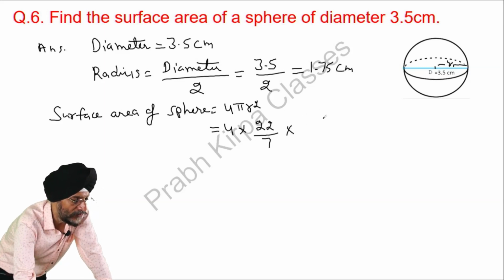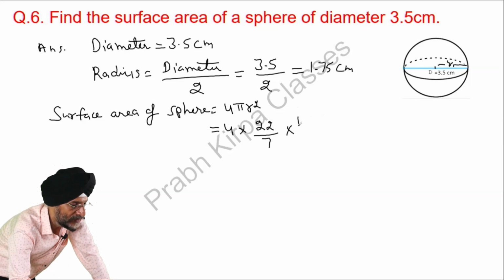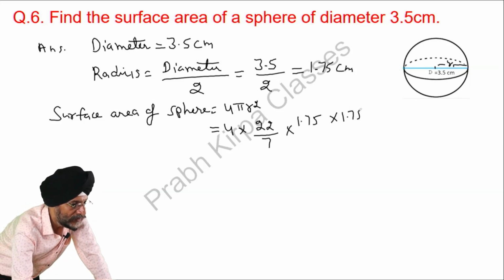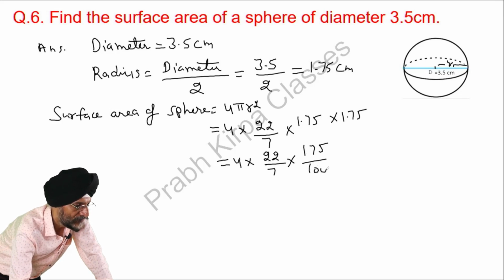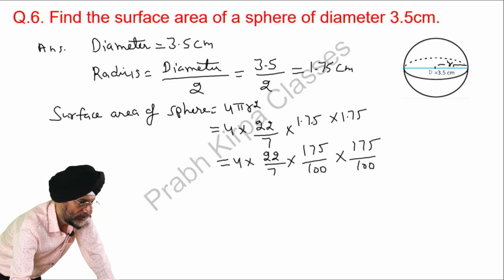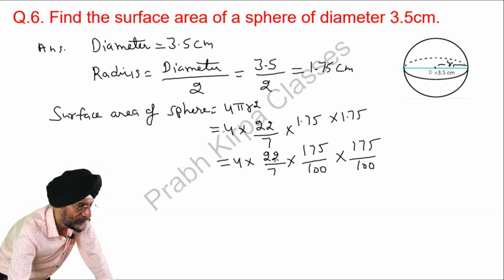Now we will put in the value of r square. R square is 1.75 into 1.75. We will try to solve it. 4 into 22/7, 175/100. Because we have removed this decimal point, now we will divide this by 25.